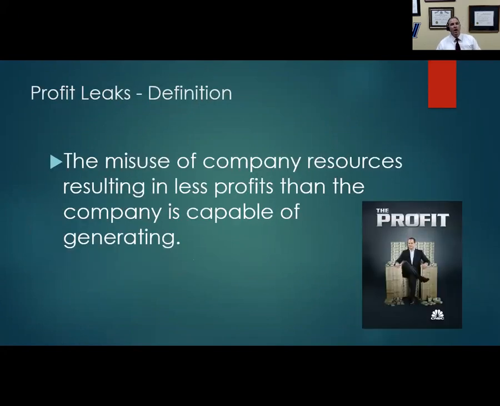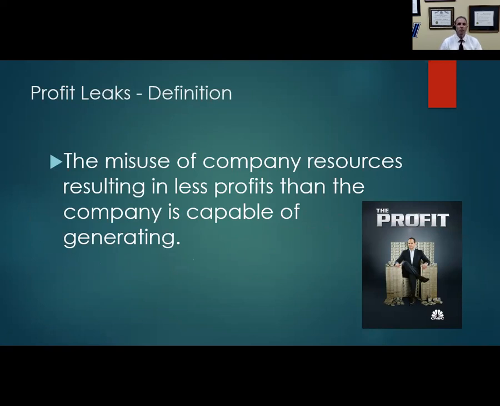All right. Terrific. First, before we get started, let's talk about profit leaks. We see the picture there of The Profit. I don't know if you're familiar with that show on TV. Marcus Lemonis does a great job on that show. It's very interesting. He picks different businesses, and I think if you're a small business owner, you can really identify with some of the businesses that he looks to invest in.